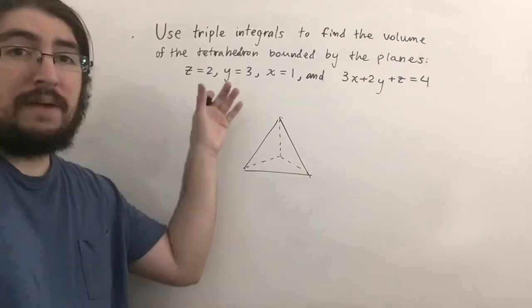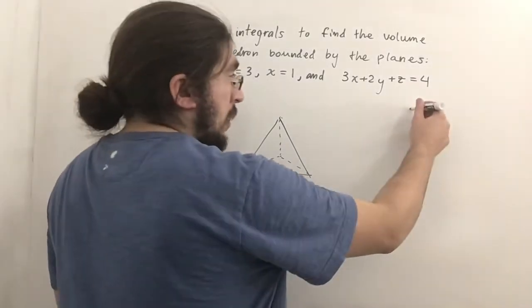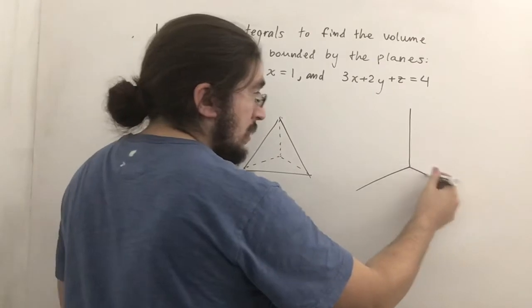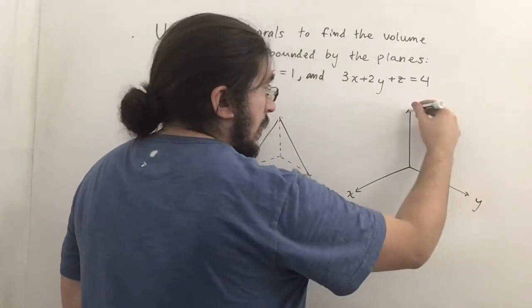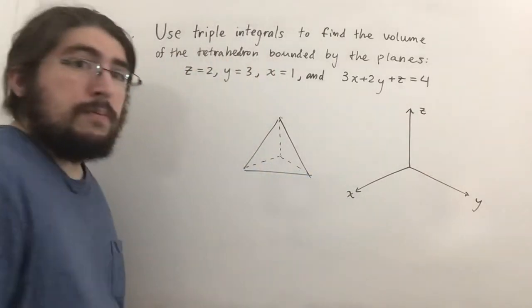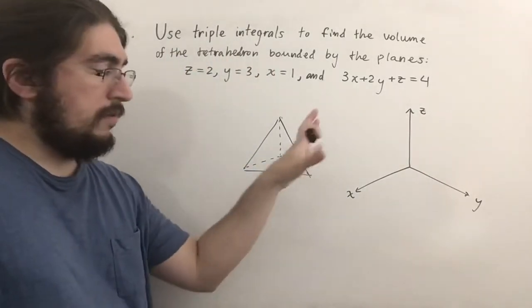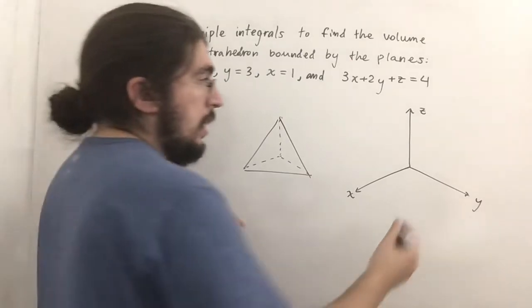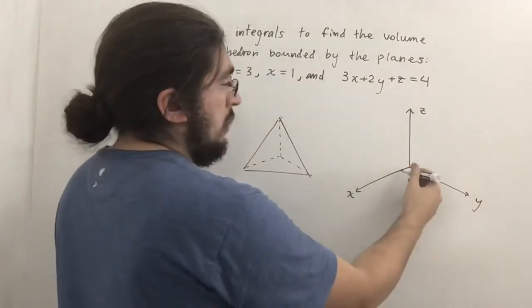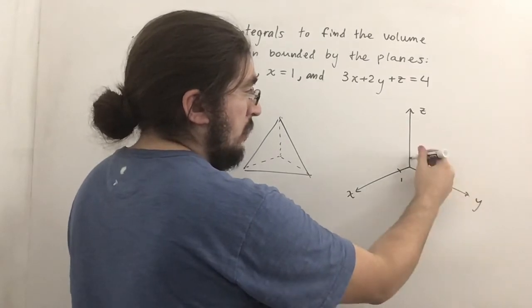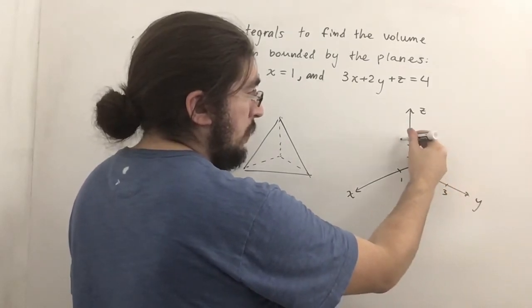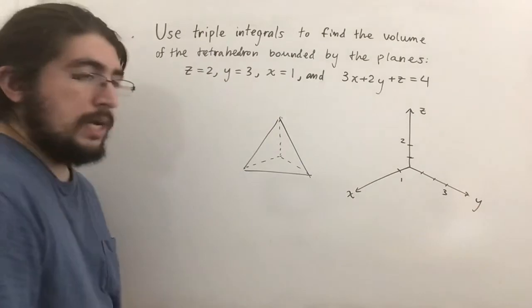Now to graph this one in particular, we're going to graph this on the x, y, z space, usually oriented like this. Now I'll admit this is actually going to be pretty hard to visualize, but we'll do our best. Now notice that we have the planes x equals 1, y equals 3, and z equals 2. I'll do my best to be as much to scale as possible.